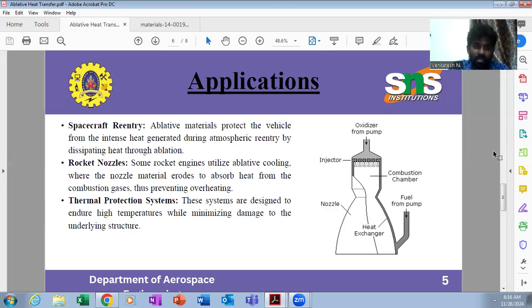Rocket nozzles: some rocket engines utilize ablative cooling, where the nozzle material erodes to absorb heat from the combustion gases, thus preventing overheating. And thermal protection systems: these systems are designed to endure high temperatures while minimizing damage to the underlying structure.